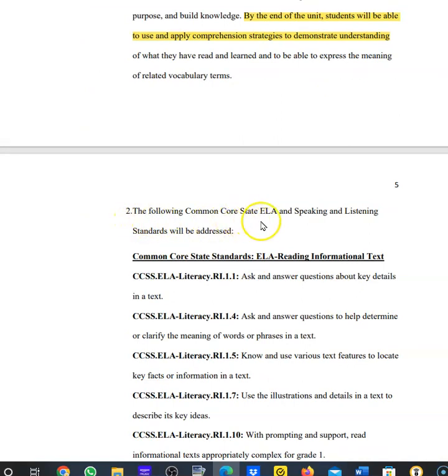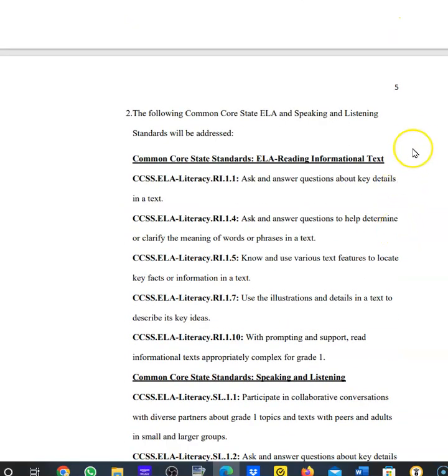The following Common Core State ELA and Speaking and Listening Standards. Now, I know some of you are working in preschool. You might have to go find national standards. Even if your school doesn't have any standards, go get the national standards. If you're teaching science or music, go to those organizations that create their own standards. But you have to have someone's standards, and it has to be a reputable source. It cannot just be your objectives. These are standards. Very, very important.